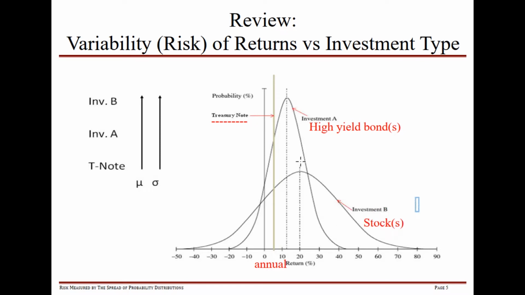And you see here that the average return for this pile of stocks that we're putting together, or one stock that we keep investing in year after year after year, is higher now than for high yield bonds, and it's also higher than the Treasury note. But now look at the spread, look at the distribution of returns here. We could have very big losses, right?